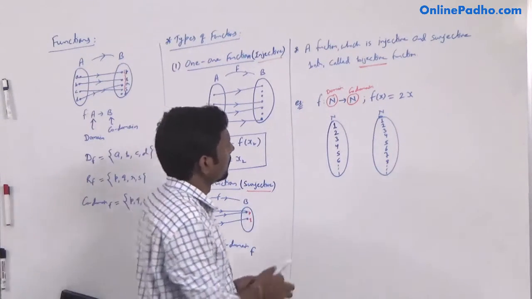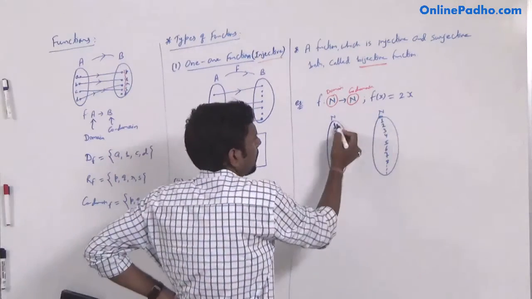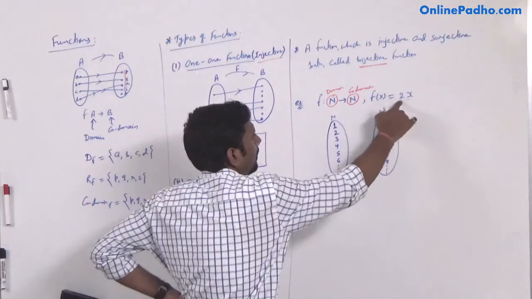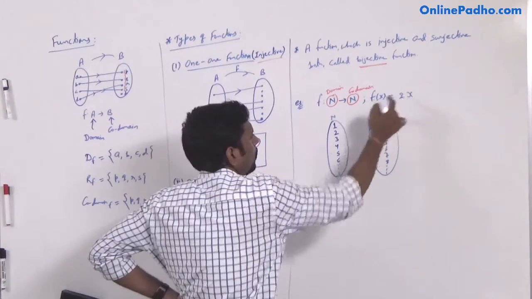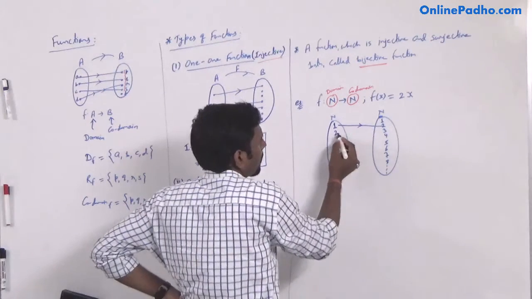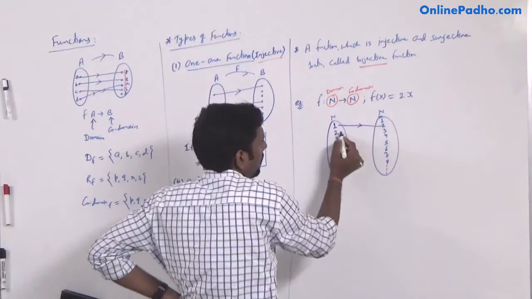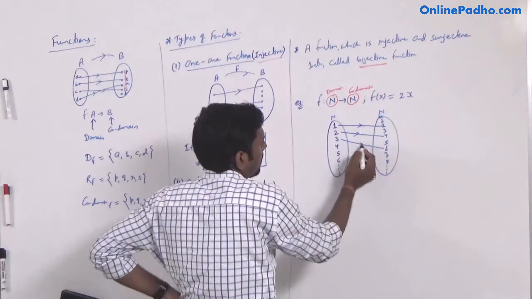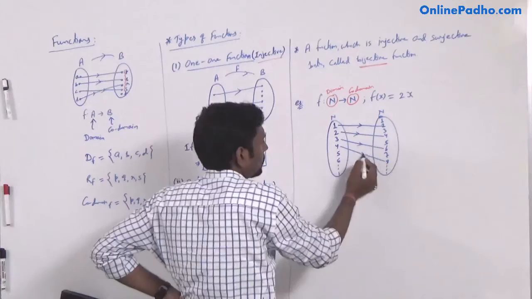Let us consider x and 1. If you take x as 1, then f(x) is what? 2, because 2 multiplied by 1 is 2. So you can draw the mapping like 1 to 2. If you consider x as 2, it becomes 4, then 3 gives 6, then 4 gives 8, and so on.